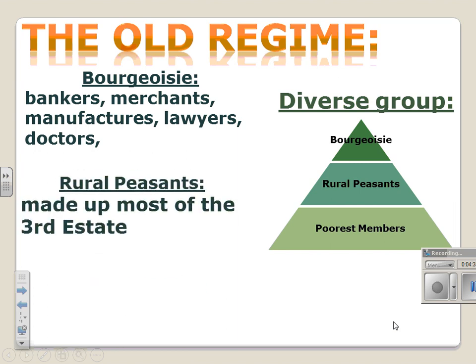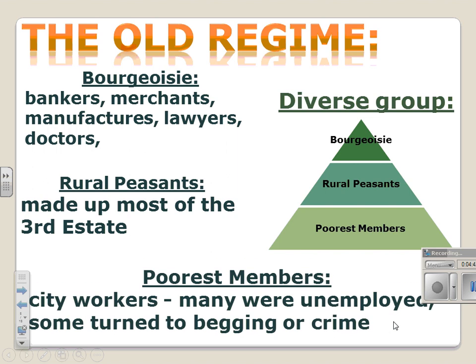Beneath the bourgeoisie sat the rural peasants. So these are farmers who are working outside of Paris. They make up a good majority of the third estate. And then you have the poorest members, the urban poor. These are city workers, many of whom were unemployed and turned to a life of crime. Well, why do they turn to a life of crime? They turn to a life of crime because who's paying the most amount of taxes?